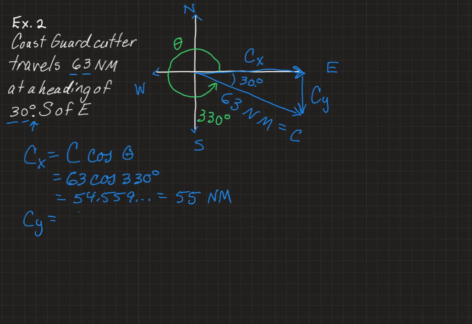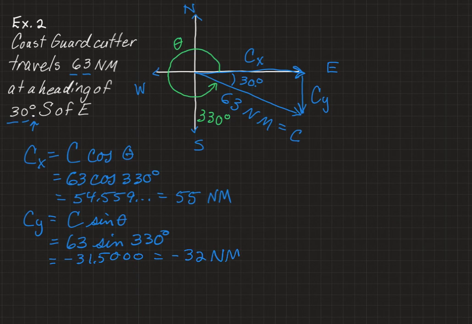We're going to do c, the magnitude of our vector, times the sine of theta, that's the standard angle. So we will be calculating 63 times the sine of 330 degrees. And that gives us negative 31.5000, but we only can use 2 significant digits, so that will be equal to negative 32 nautical miles.